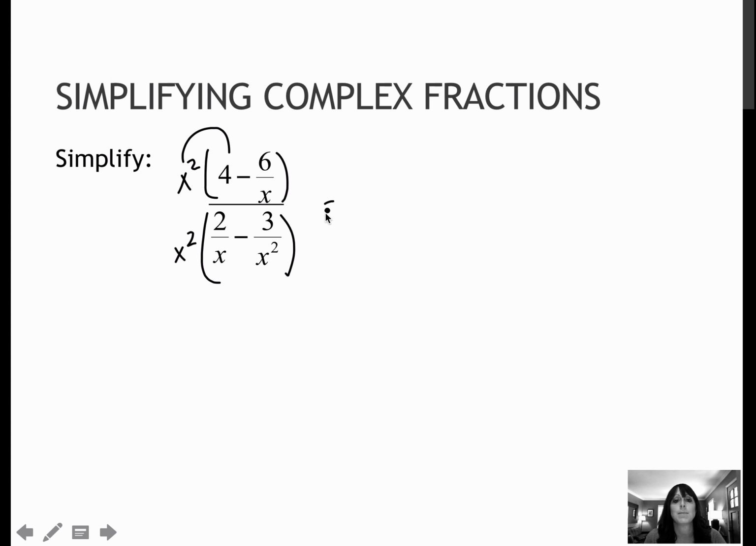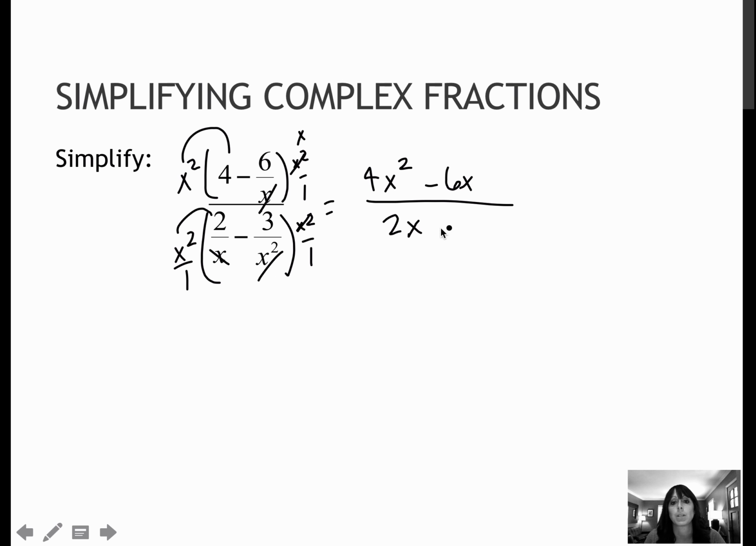So if I take this times x squared, I get 4x squared. If I take 6 over x times x squared, think of it as x squared over 1, that would leave me with minus 6x. And look, no more fraction. Now the denominator, if I took x squared times 2 over x, again, think of it as x squared over 1. This one would cancel and leave me with just a 1x left over, so that would be 2x. And then if I took x squared times 3 over x squared, those x squareds would cancel and I would get minus 3. And then I would go from here.